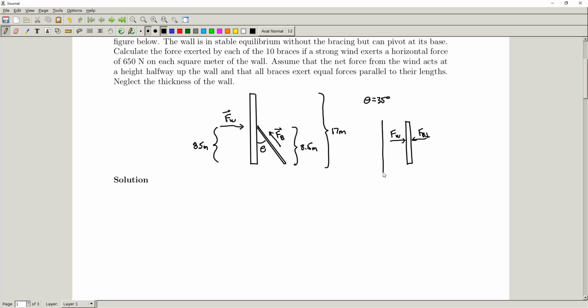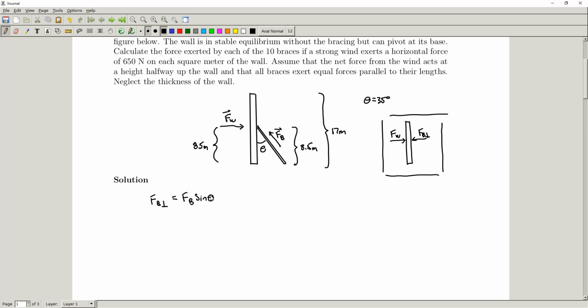So maybe I'll leave this little drawing here. And so the first question is, what is the force of the braces perpendicular to the wall? Just by using all the same trigonometric tricks we've been using for the whole course, we know that FB perpendicular is just going to be FB sine theta. And so we have no need to look at any of this torque stuff, because now we know what FB is.